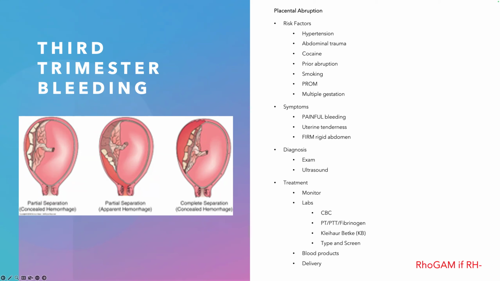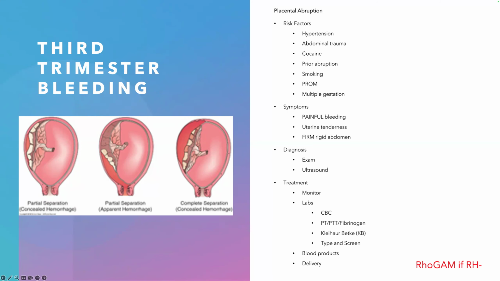And so we're going to monitor these people. Again, depending on how severe the abruption is, really depends on what the provider is going to do. They are going to have labs. We're going to get a CBC on them. We're going to check their PT, PTT, and fibrinogen because we said they could potentially go into DIC, and that's going to be a marker for that.